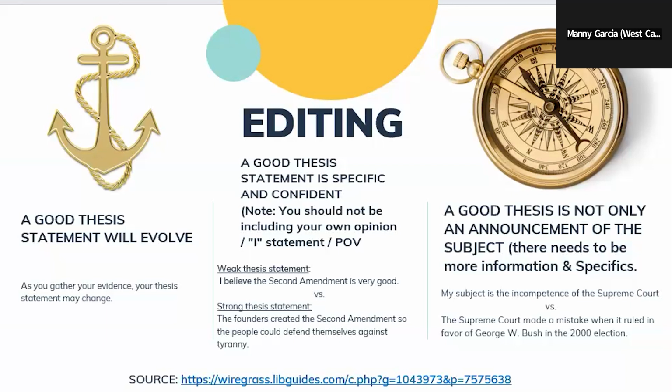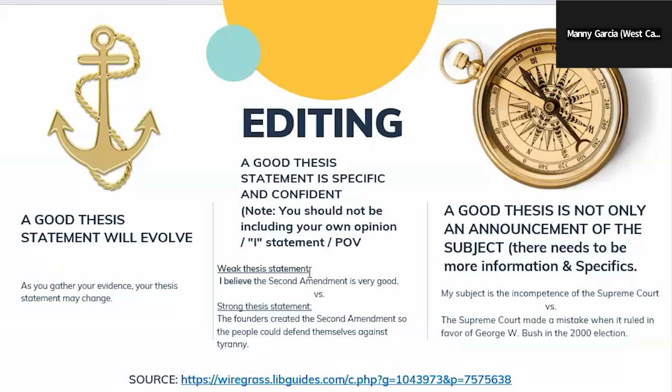A good thesis statement is specific and confident. You should not be including your own opinion, an I statement, or an individualized perspective, your own perspective. So here's an example. Weak thesis statement: I believe the Second Amendment is very good. A strong thesis statement: The founders created the Second Amendment so the people could defend themselves against tyranny.